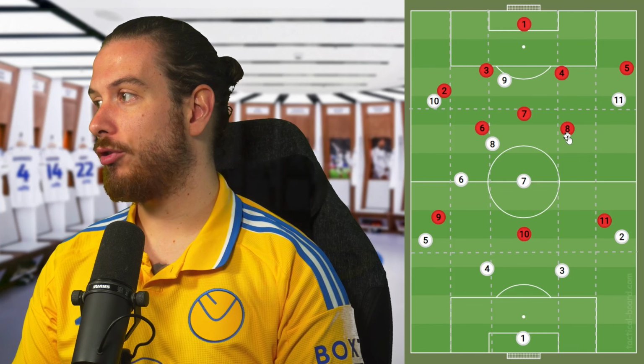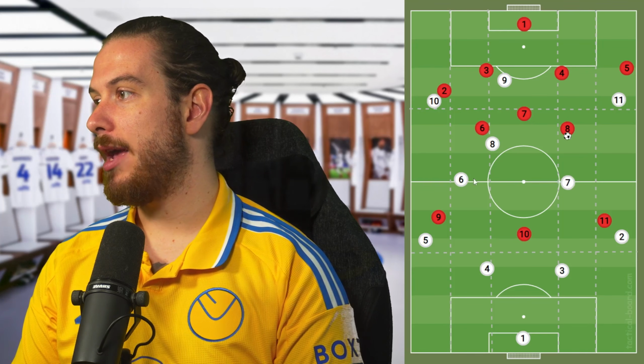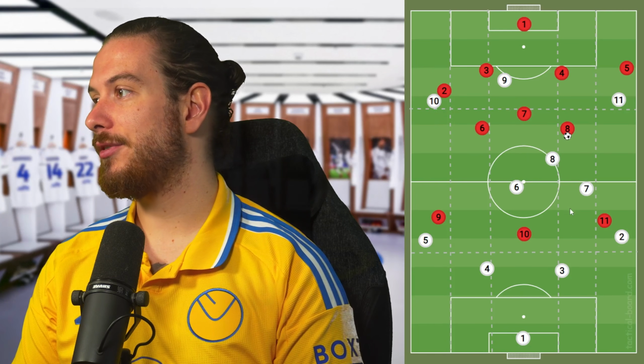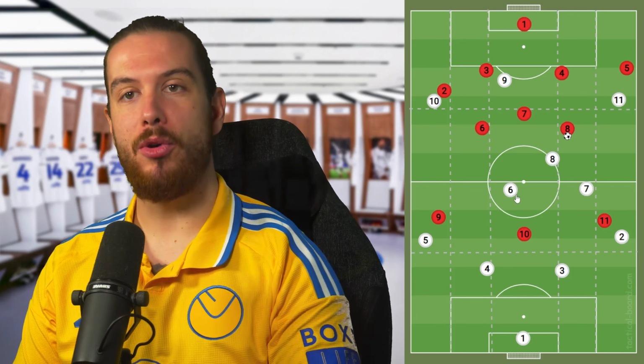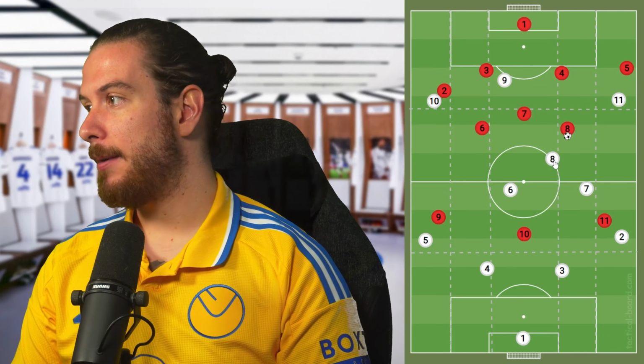If Liverpool were to play across the line here, Leeds would be able to shift everything across and provide that kind of stability still in the midfield. So I think it's massively more stable than what we've had in the past under Daniel Farke.